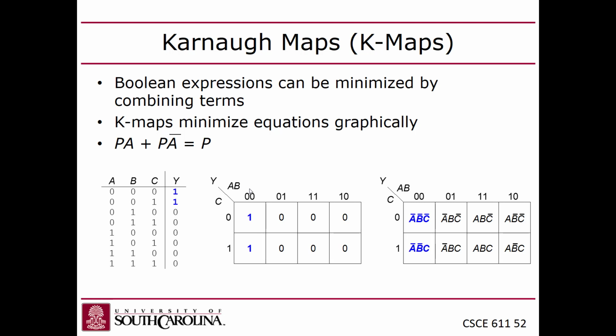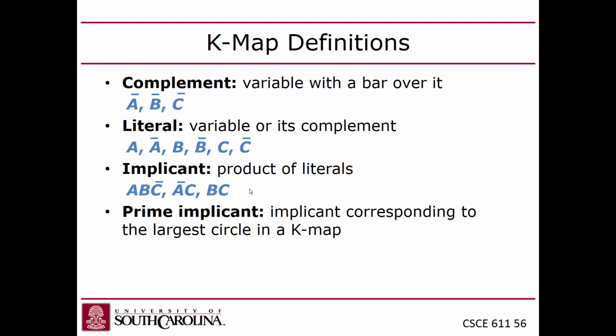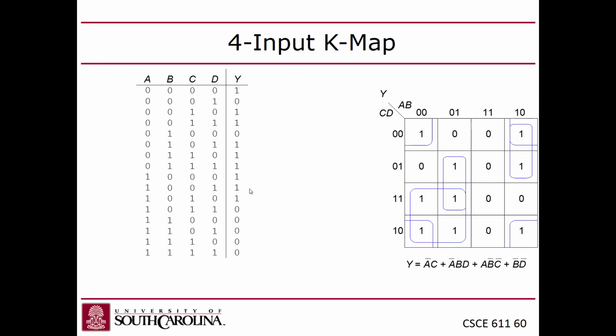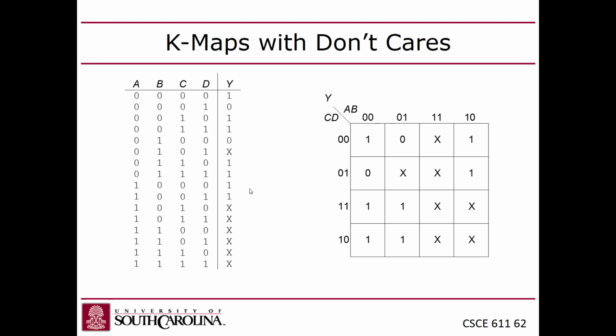Okay, skipping ahead here. So you can do 4 input Karnaugh maps. You can go all the way up to 6 input. I didn't show anything beyond 4 input because they don't do anything beyond a 4 input one in the textbook. So I don't have any examples of that. If you have don't cares in your Karnaugh map or in your truth table, you can use those to get bigger groupings.